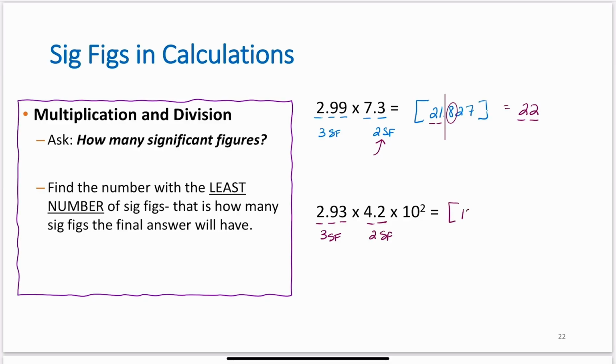When I calculate this out, I get 1,230.6, but I need 2 sig figs. So 1, 2. I'm going to round that number. The 3 is the number I'm going to drop, and the 3 is less than 5. So I'm going to round this to either 1,200, or I could write 1.2 times 10 to the third. Either one is completely acceptable. They're the same numerical answer.